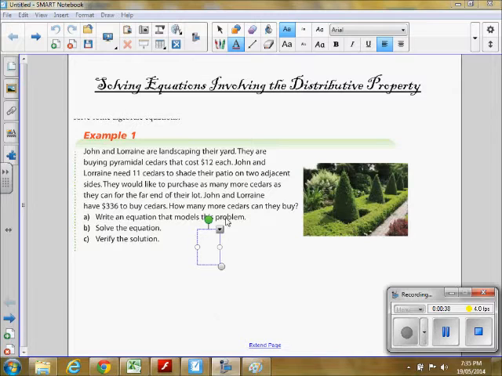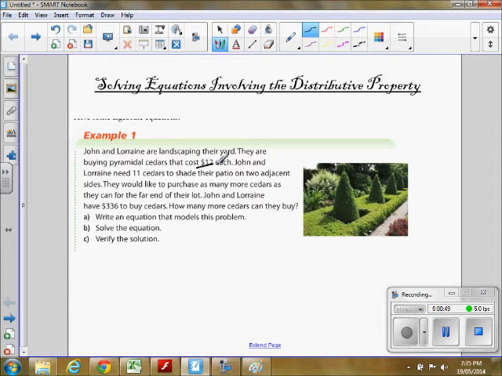So to solve the problem, we read through the question, and we say they need to buy pyramidal cedars that cost $12 each. Probably an important point to note. So each cedar costs $12. John and Lorraine need 11 cedars to shade their patio on 2 adjacent sides. It could be important, we don't know. And they would like to purchase as many cedars as they can for the far end of the lot. So there's no definite number of how many more they want to buy. John and Lorraine have $336. That's important.